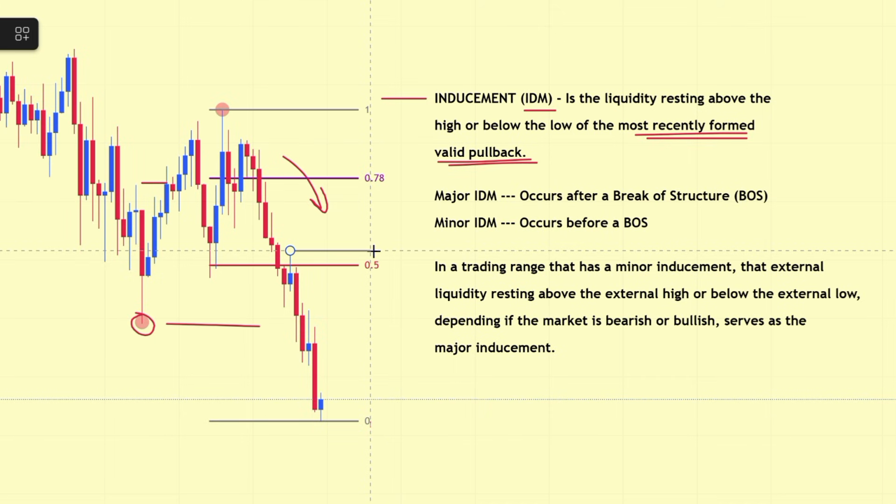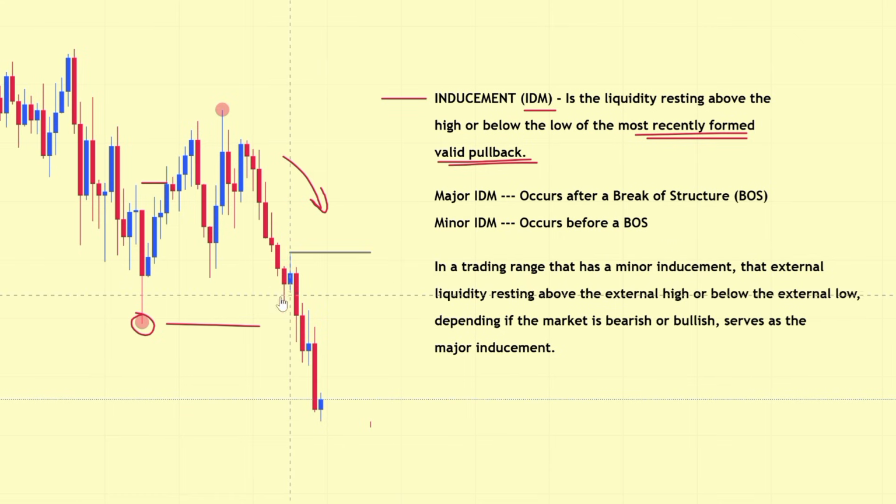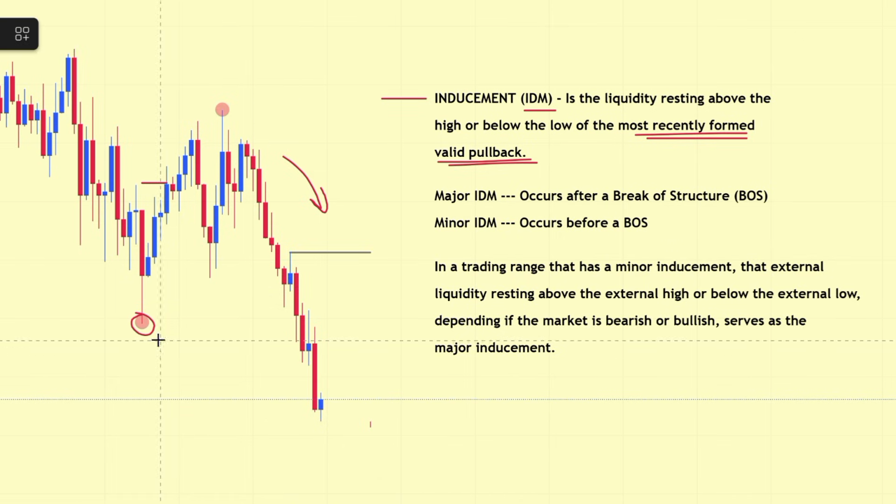Of course, since this here is a bearish scenario, we can clearly see that this one here was the most recently formed valid pullback high, exactly right there. And in this case, you can clearly see that this pullback was created before. Okay, so let me mark these.